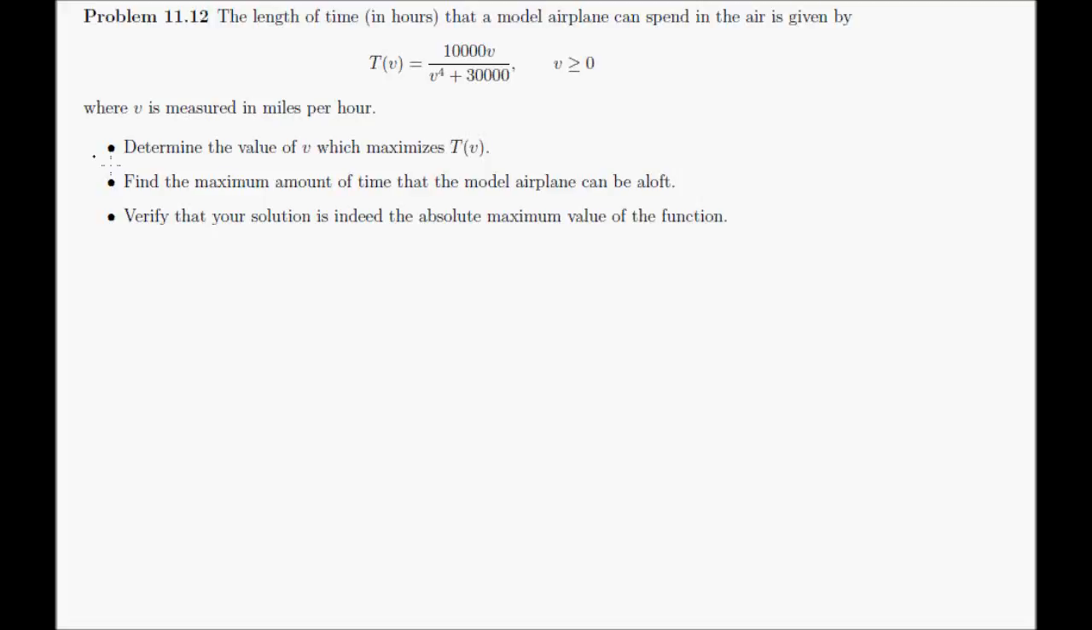Let's take a look at problem number 12. With the given function here, find the value of v that maximizes capital T. So that's a matter of finding the derivative, T prime.